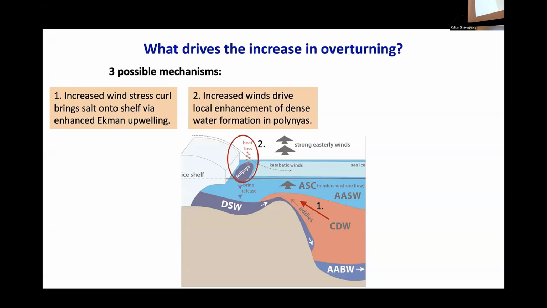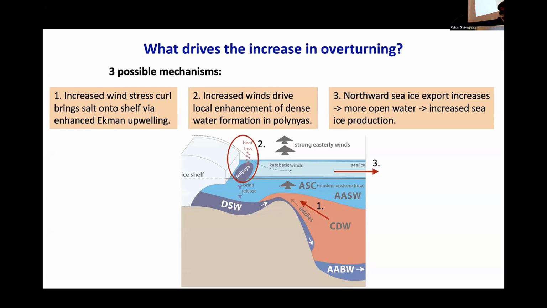The second one we considered: the dense water in the model forms in these localized 4 polynya regions around Antarctica. And so we thought that maybe because we're increasing the winds everywhere, you're just blowing more sea ice away from the shelf, opening up those polynyas more locally, and therefore forming more dense water.